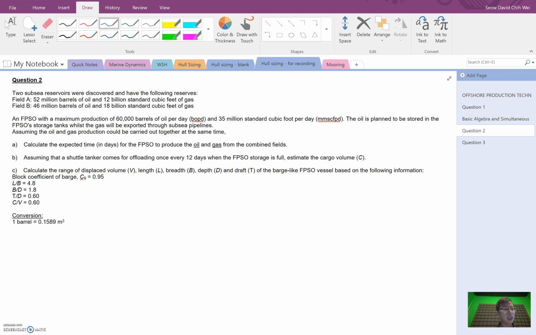So for part A, the expected time is required in days. So for the oil, I hope you can get the calculations correct. It should be 1634 days. And then for gas, it is 858 days.